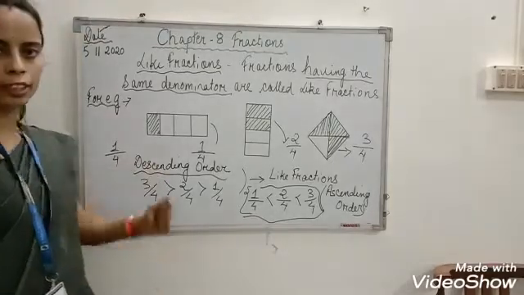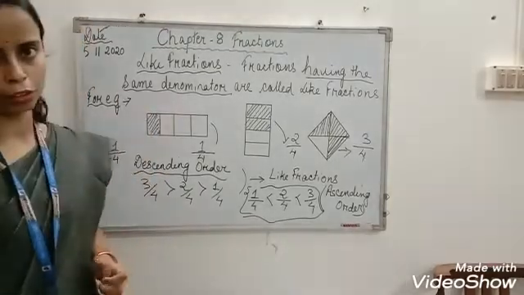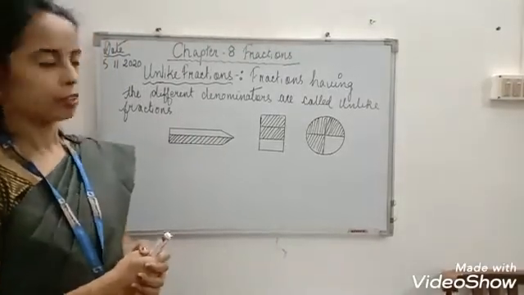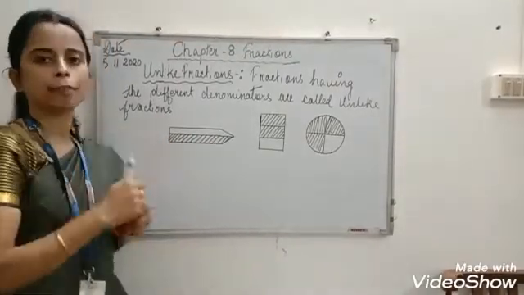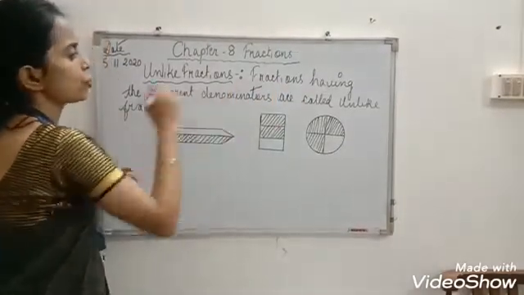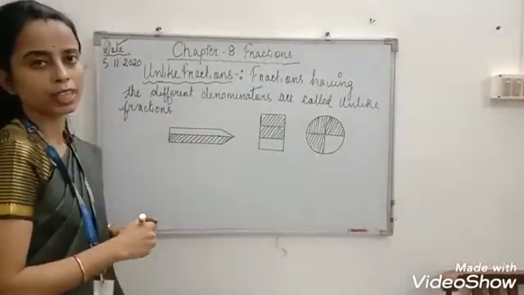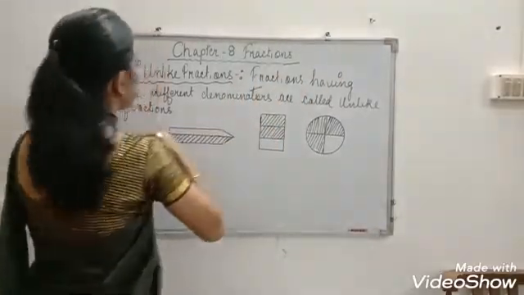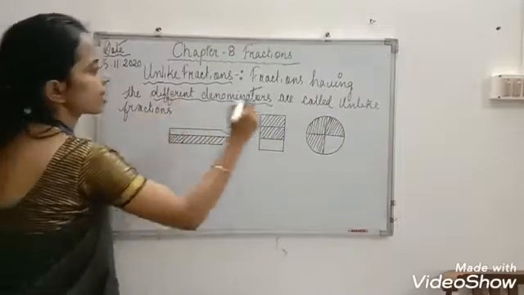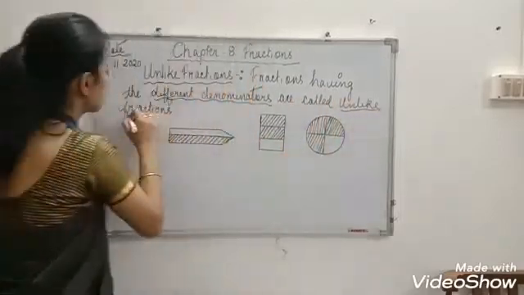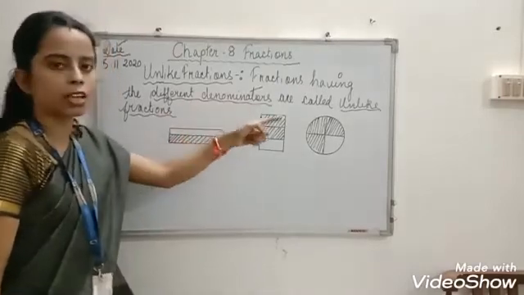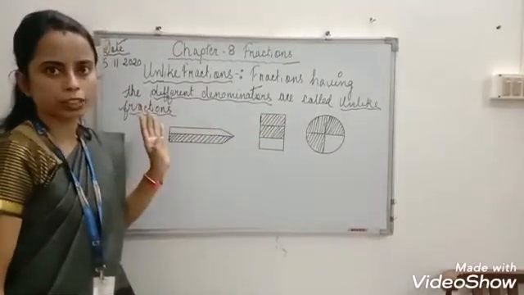Now we are going to learn about unlike fractions. So what are unlike fractions? Fractions having different denominators are called unlike fractions. What are unlike fractions? Fractions having different denominators are called unlike fractions.